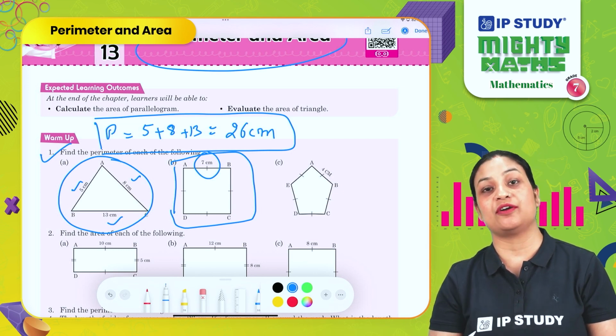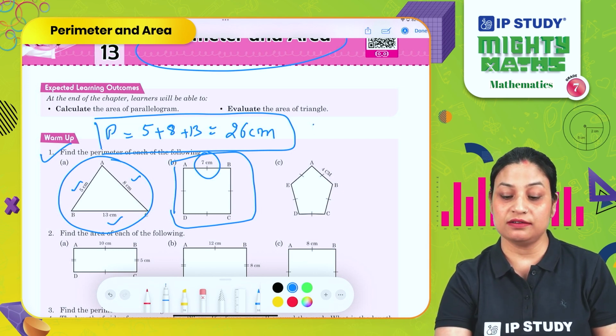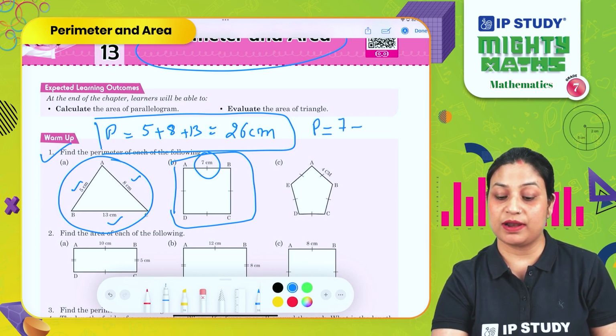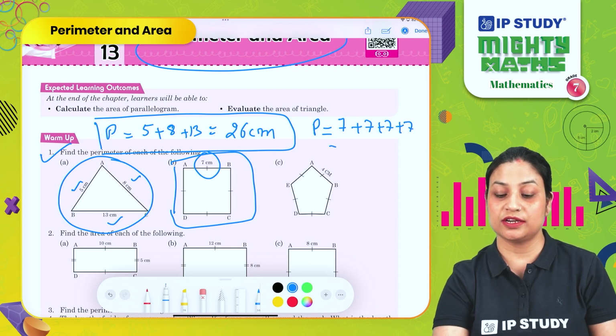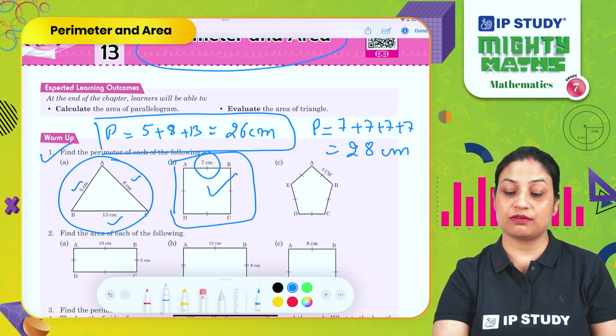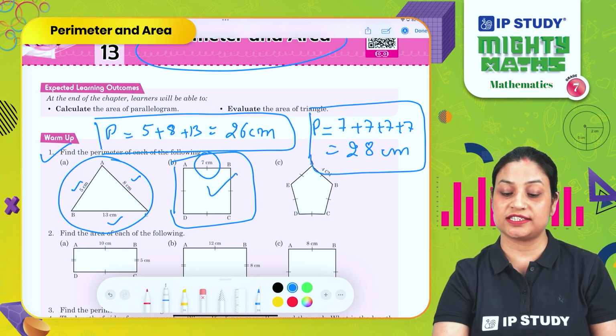We will simply add all the sides. So let's add together and check what is the perimeter of the square. 7 plus 7 plus 7 plus 7. What will you get? You will get 28 centimeter. Right? So what is the perimeter of the square? The perimeter of the square is 28 centimeter.